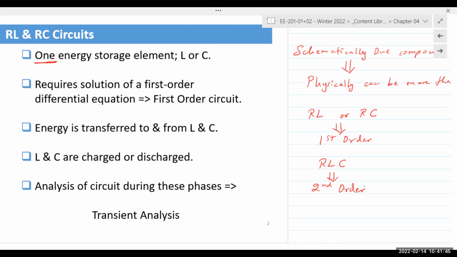Now let's see. Okay, so transient phase, right? Transient phase is when energy is being transferred back and forth from the inductor or capacitor with respect to the source or the circuit, right?